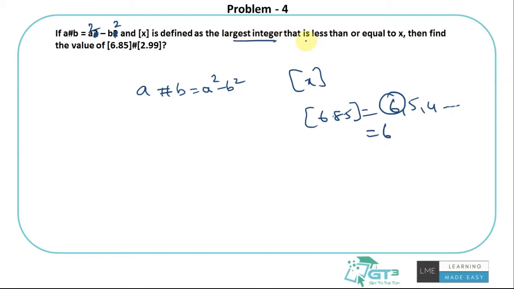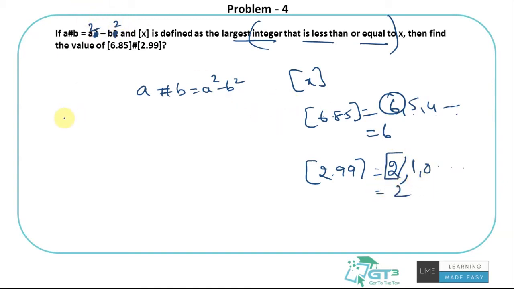Largest integer that is less than or equal to x. Integers that are less than or equal to 6.85 are 6, 5, 4, etc. And the largest is 6, so the output is 6. 2.99, similarly, the integers that are less than or equal to 2.99 are 2, 1, 0, etc. And the largest of them is 2.